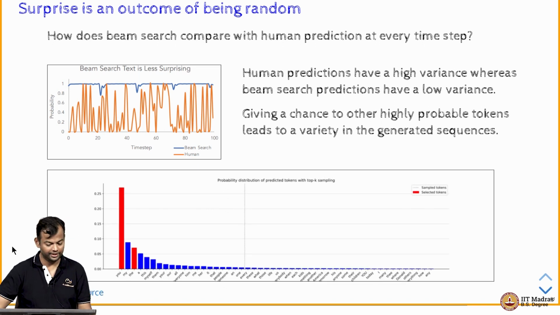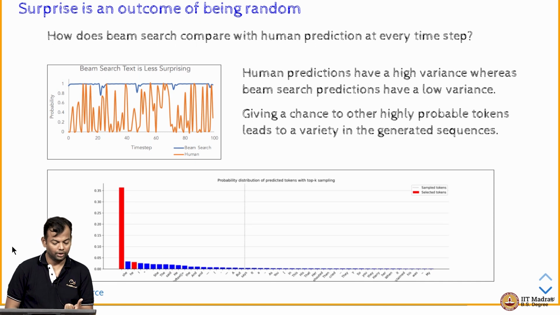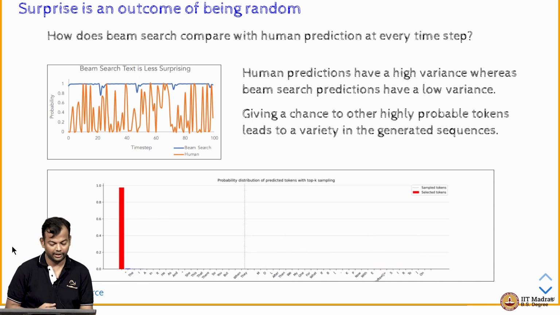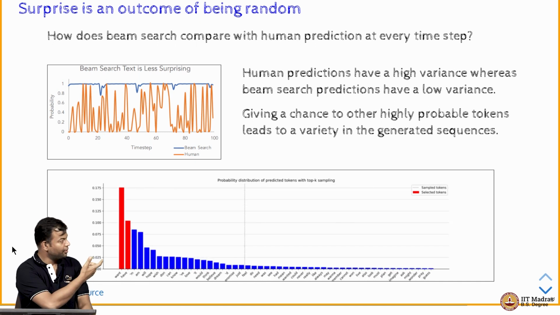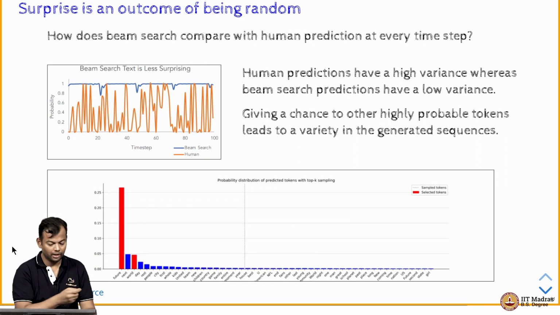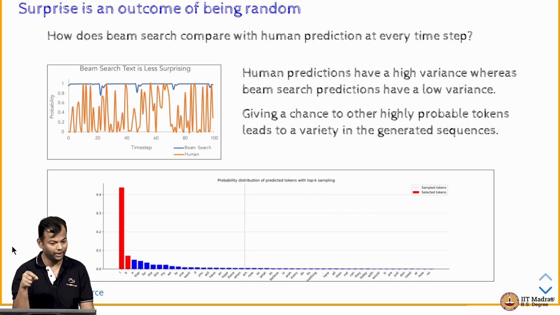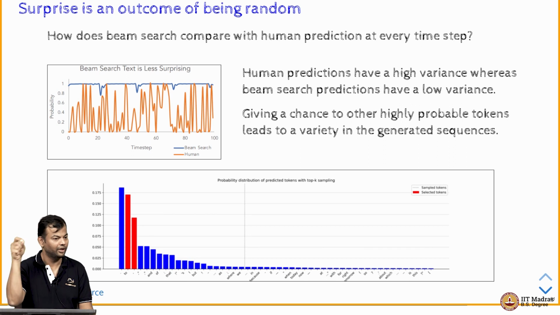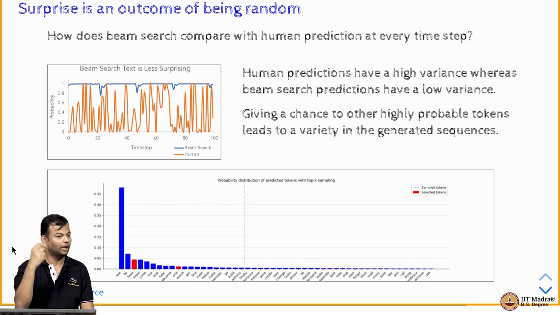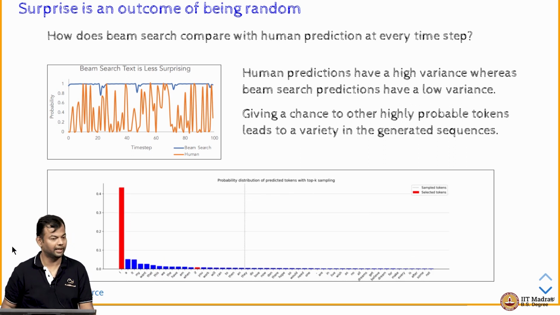So this is an illustration. What is happening here is that at every time step, the distribution looks like what it looks like, but the word which gets selected is shown in red, and you can see that a different word is selected at every time step, not the max probability word which is getting selected.